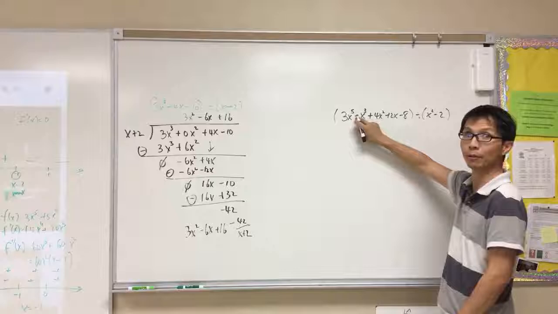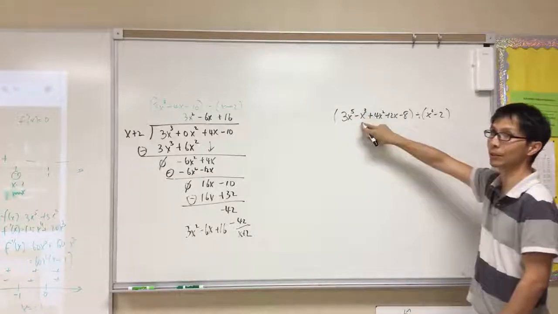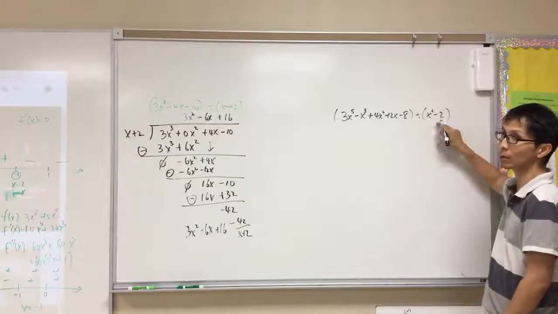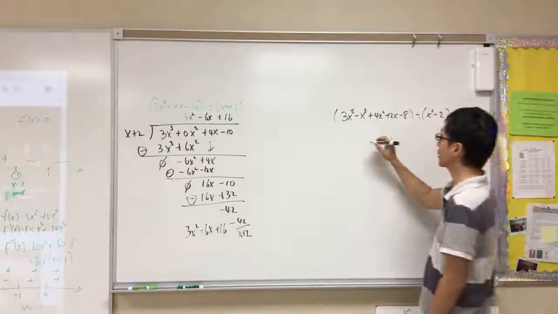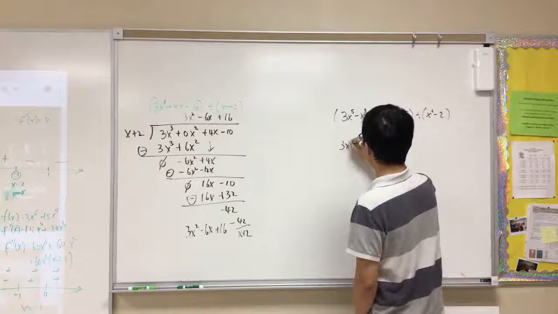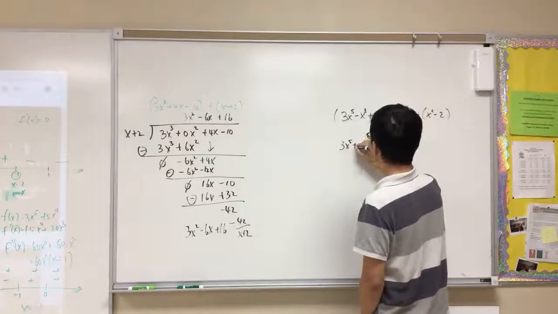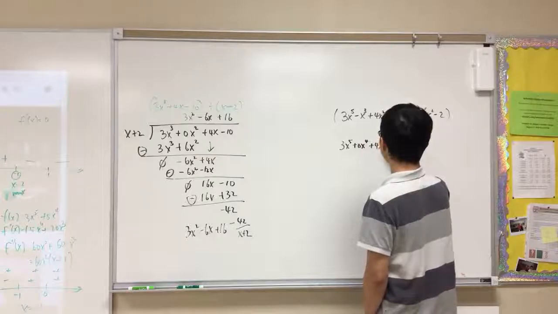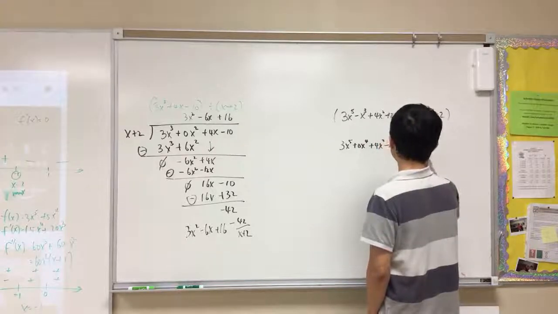There is a skip here, so the fifth degree to the third degree. This is an x to the 4th. I hear there's an x here. I haven't seen that before. So yeah, sometimes it can happen like that. So you're gonna rewrite it like this: 3x to the 5th plus 0x to the 4th plus 4x squared minus 12x minus 8.